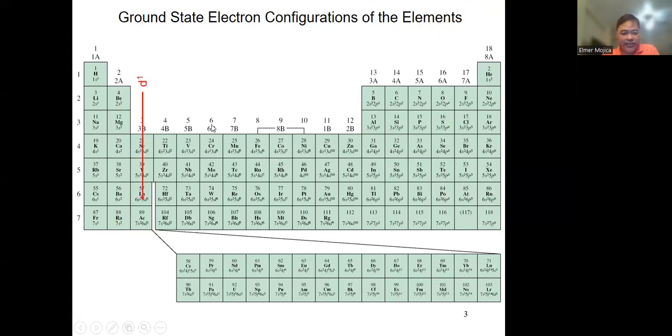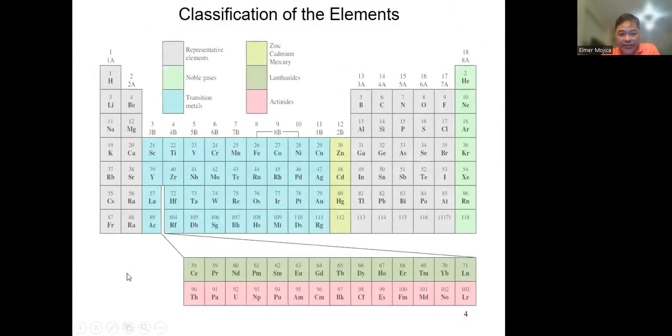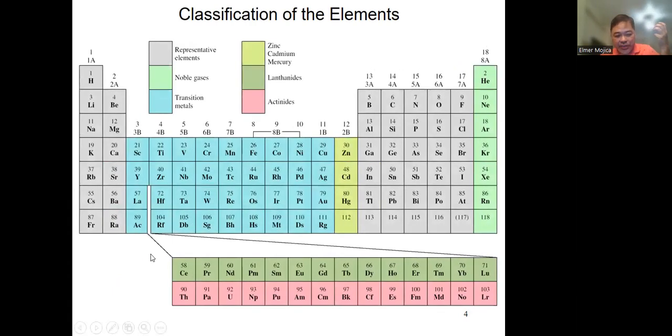But if you go with the d, the n value for the d is always what? n minus 1. So we call this 3d1, 3d2, 3d5, 3d10. For the f orbital, this is 4f. We follow f as n minus 2. You see n is equal to 6 here, so minus 2, the f starts at 4. You should still know this from the previous one because I have some questions asking you for the electron configuration later on.